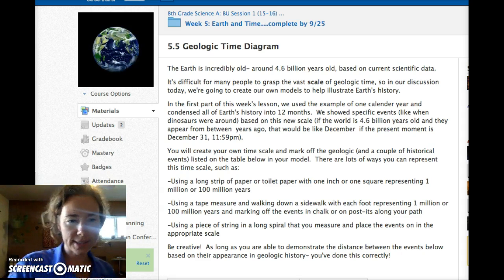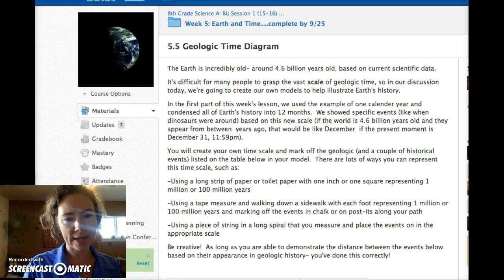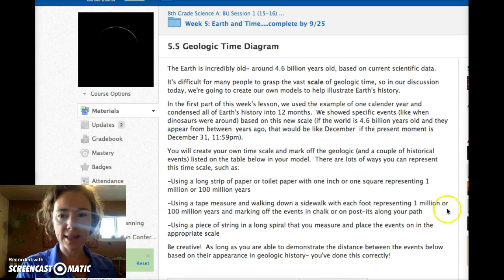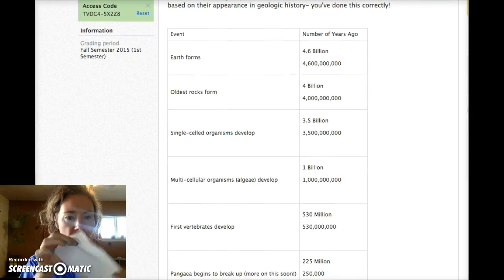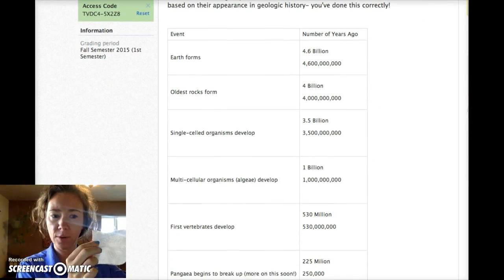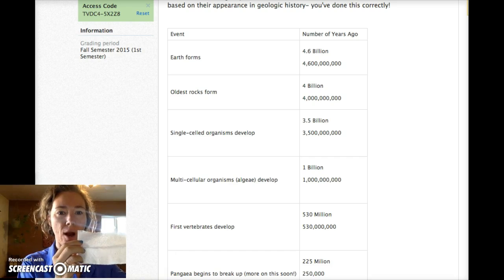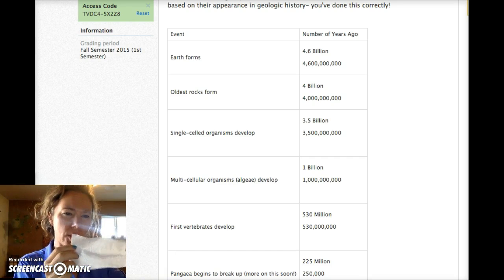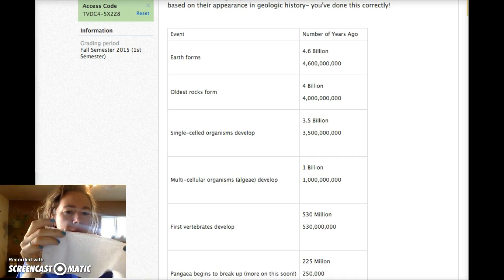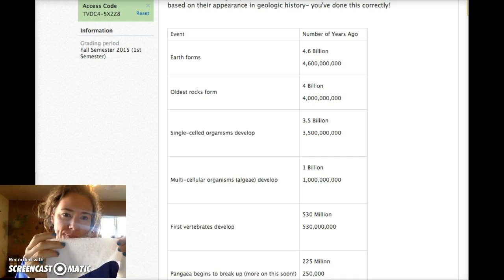So our goal for this assignment is to find a way to represent some of the events that are listed below. For example, Earth forms would start right here at the very beginning of my toilet paper. My oldest rock is about 4 billion years old. So a little over 0.5 billion years later, I'll put that about 6 inches over this way.